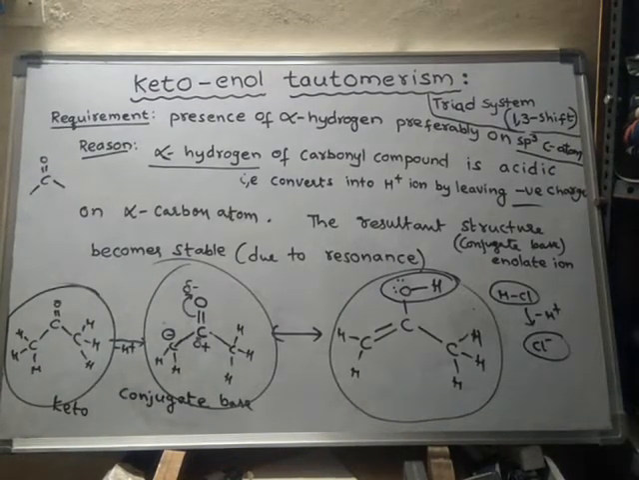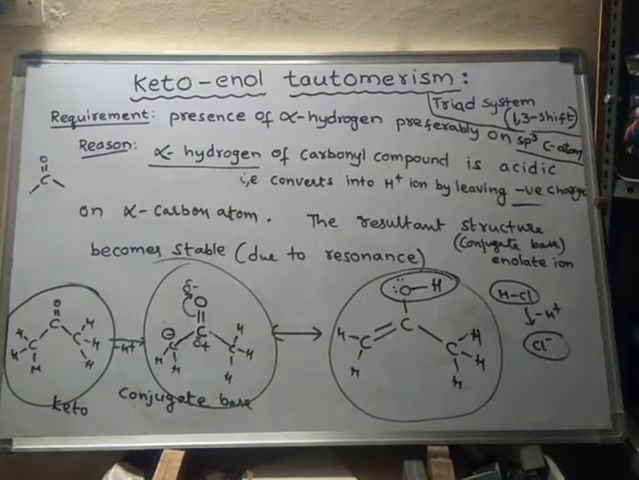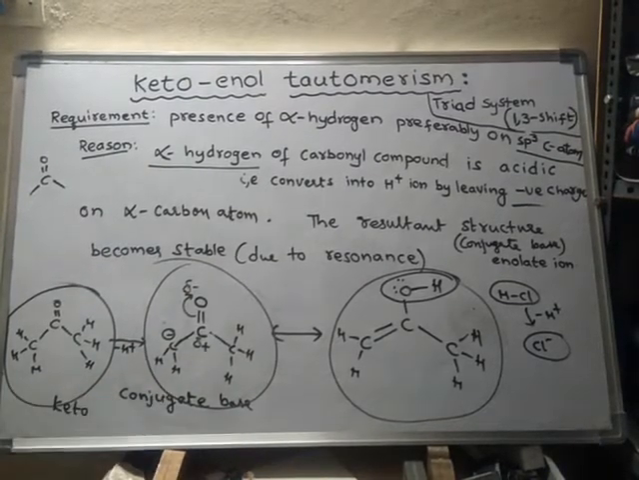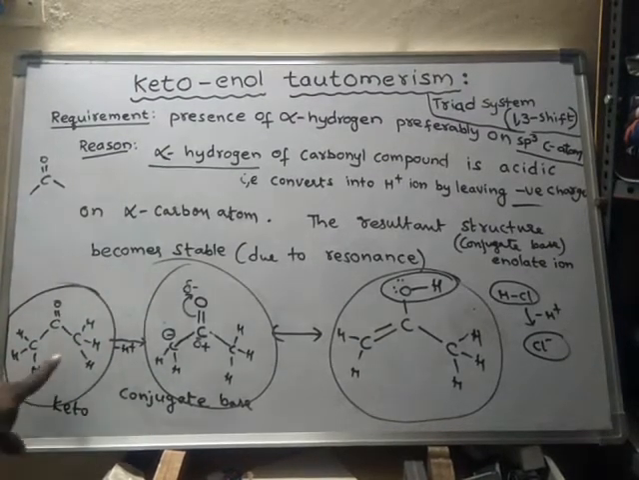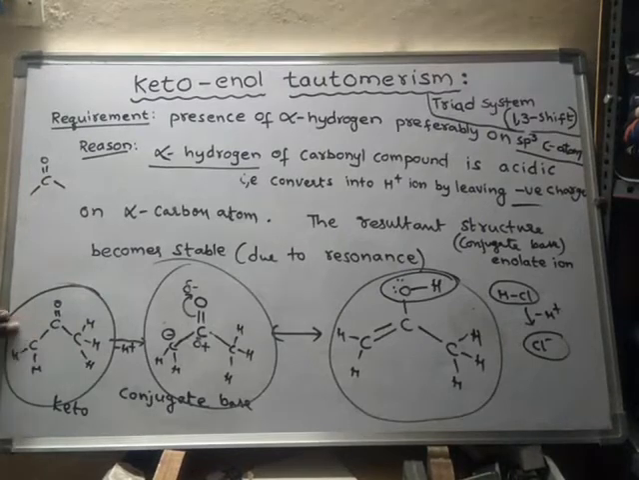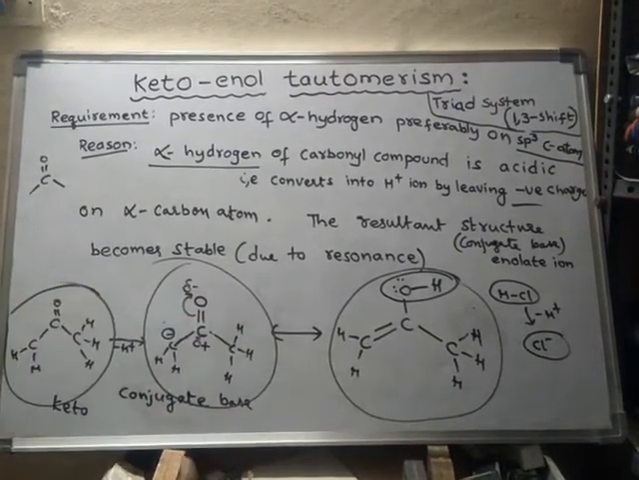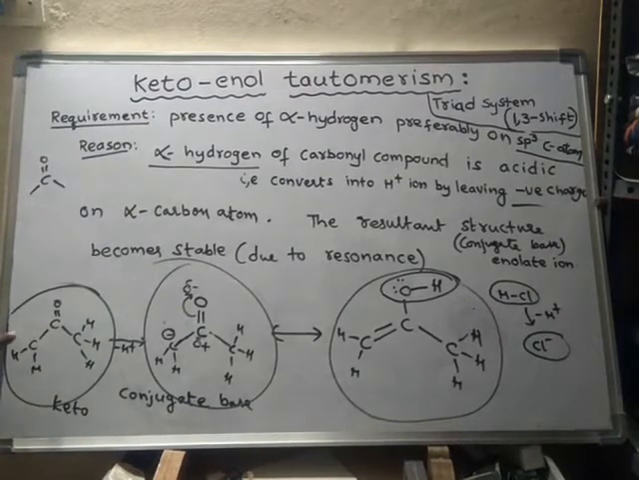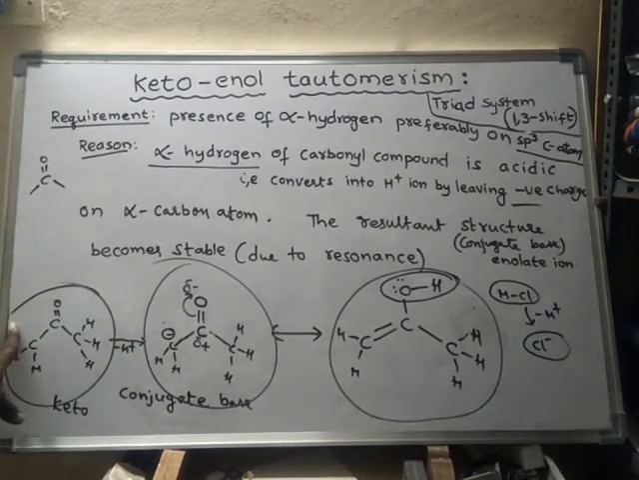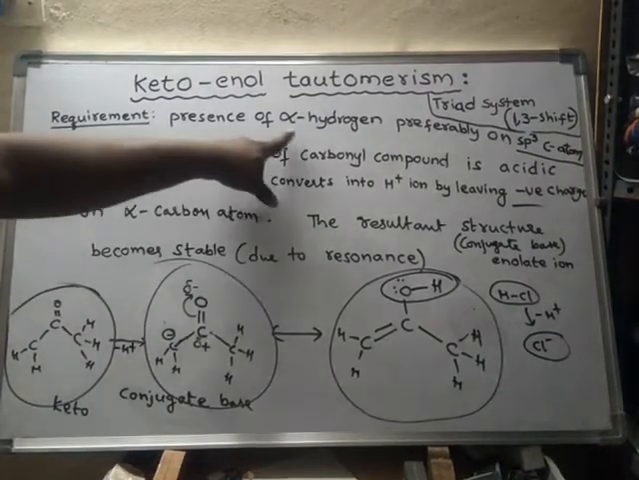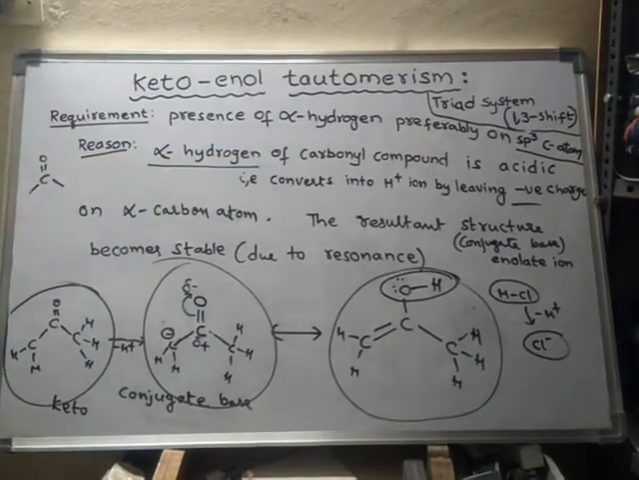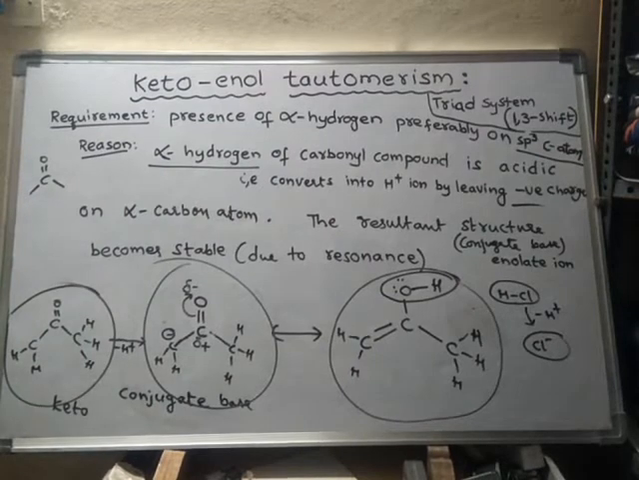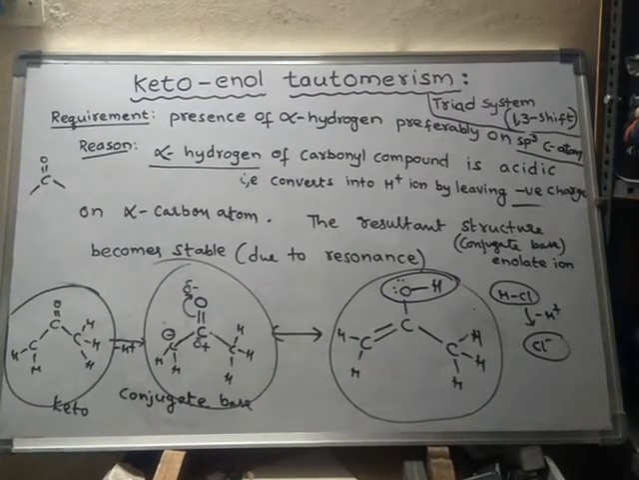The resultant structure is the enolate ion. It's a conjugate base, and it undergoes resonance. As it undergoes resonance and becomes stable, it can lose H plus ion easily, because after losing H plus ion the resultant structure becomes more stable. That is why acidic hydrogen, that means alpha hydrogen, is necessary. So the requirement is the presence of alpha hydrogen on an sp3 carbon atom.